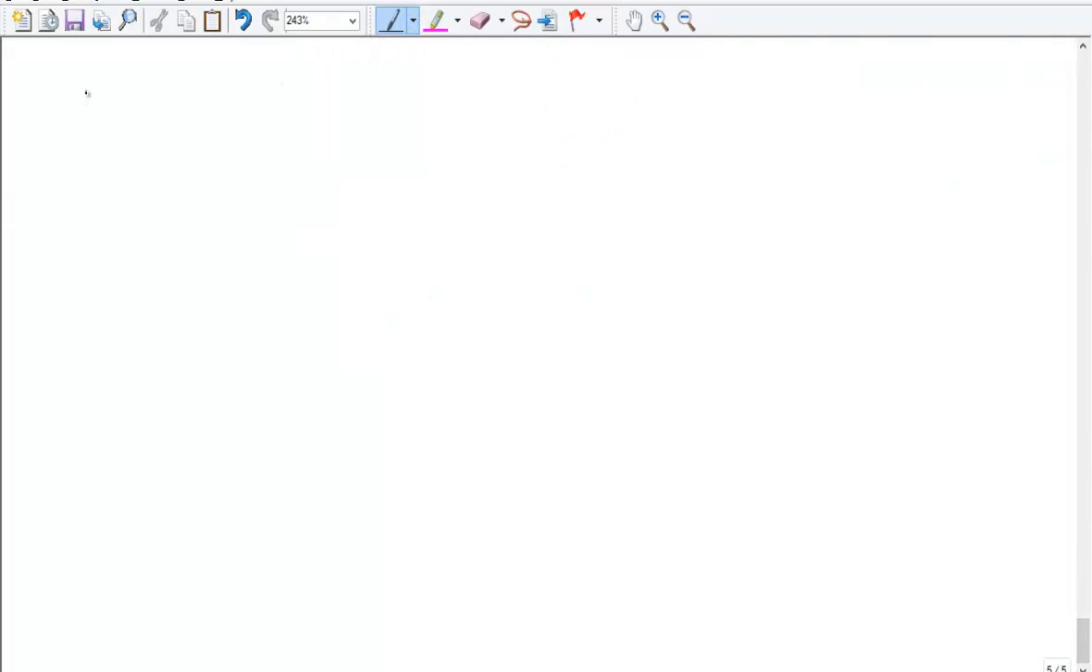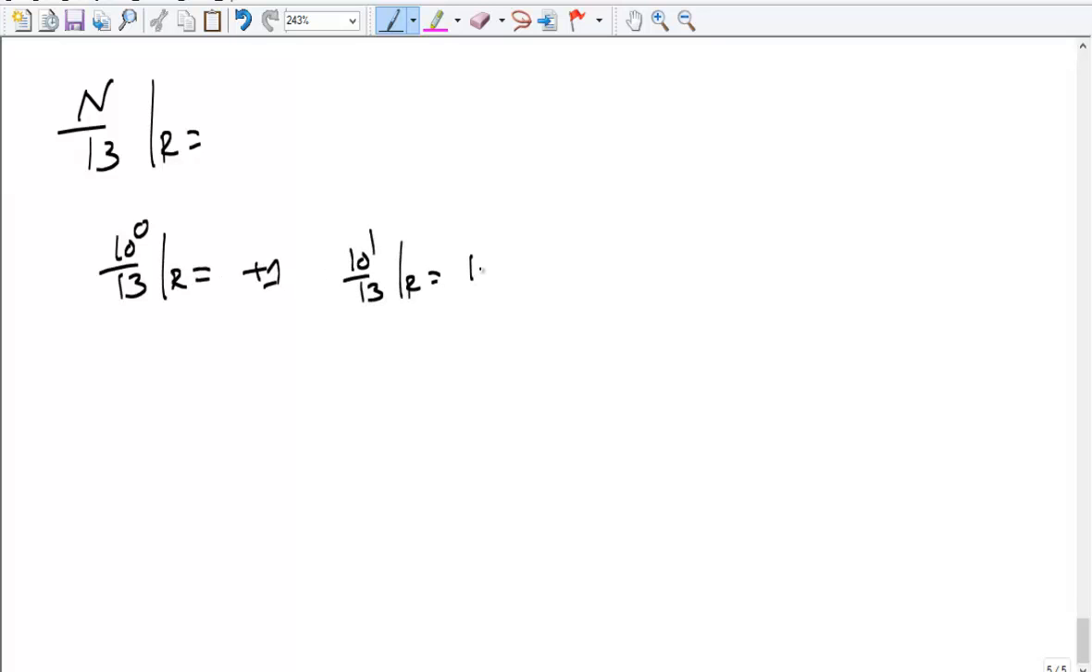Now, n by 13 is also the same thing. First you need to do 10 power 0 by 13. The remainder is plus 1. 10 power 1 by 13. The remainder is 10, or you can take minus 3. 10 square by 13. The remainder is 9. 10 cube by 13. The remainder is minus 1.